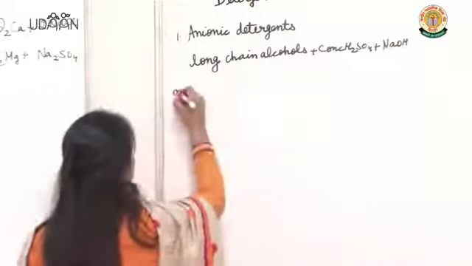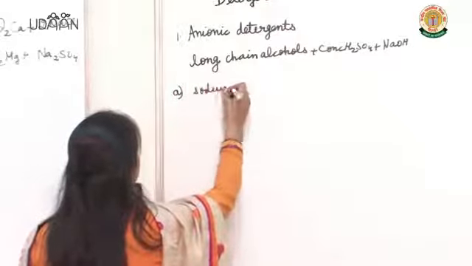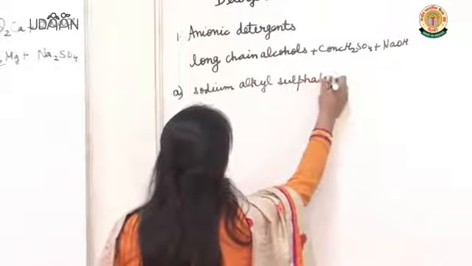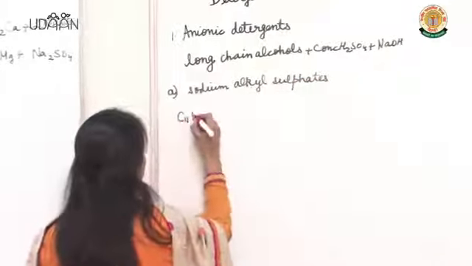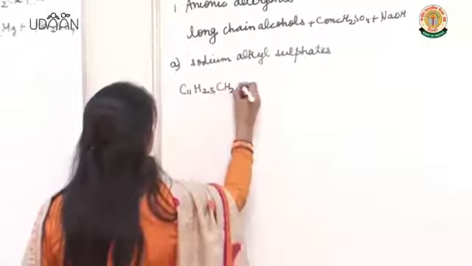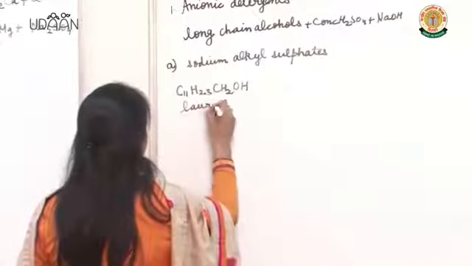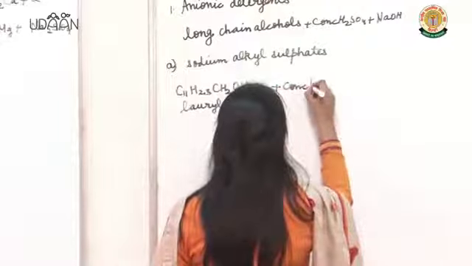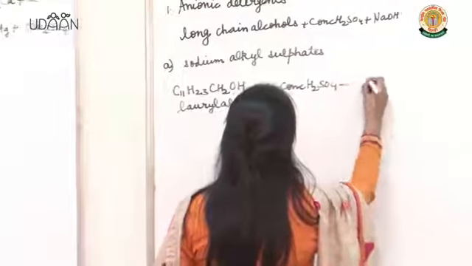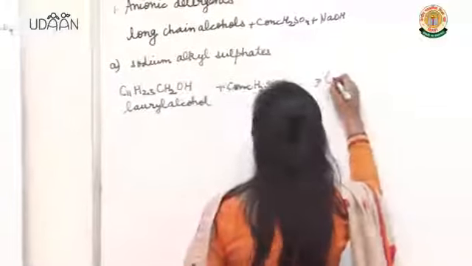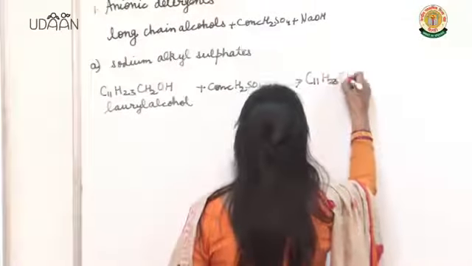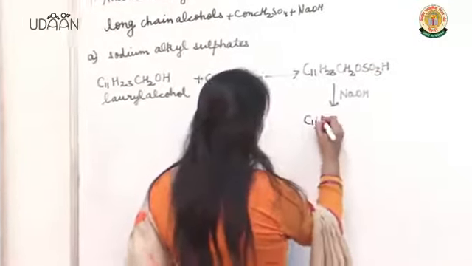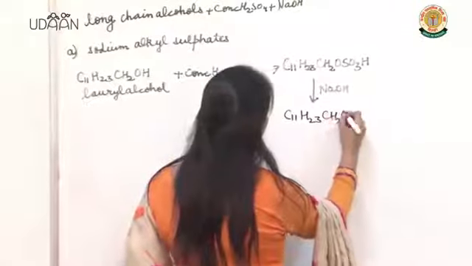So first let us talk about sodium alkyl sulfates. So when I react lauryl alcohol, this is lauryl alcohol, with concentrated H2SO4, I get an intermediate, now when I treat it with NaOH, I get sodium lauryl sulfate.